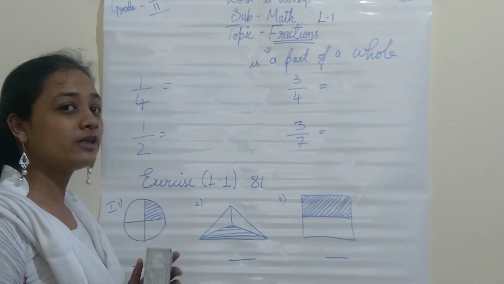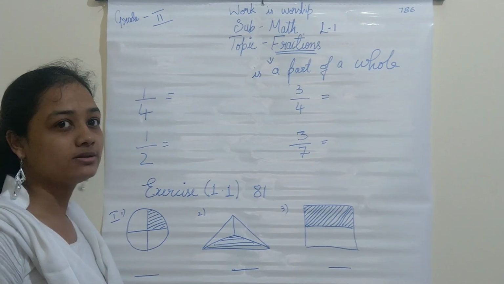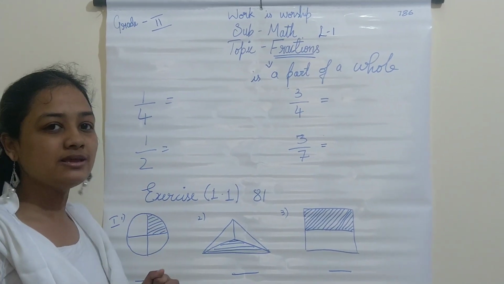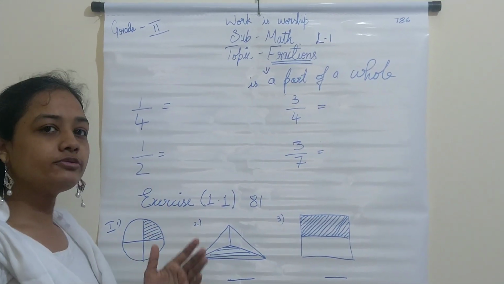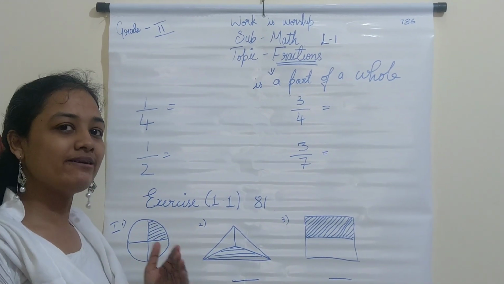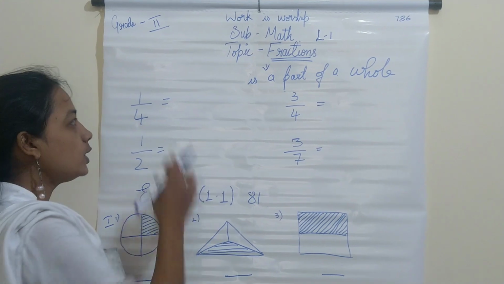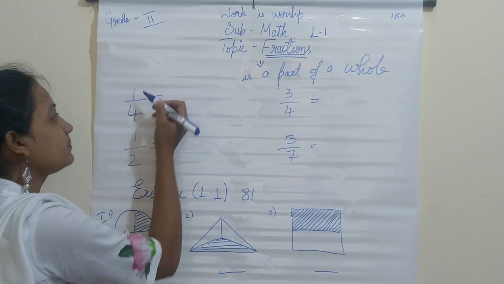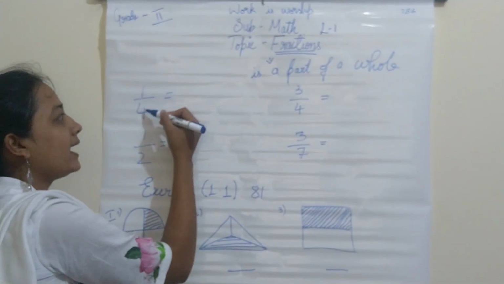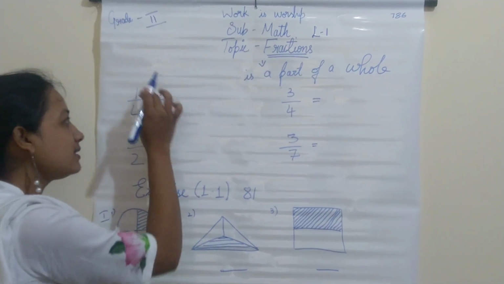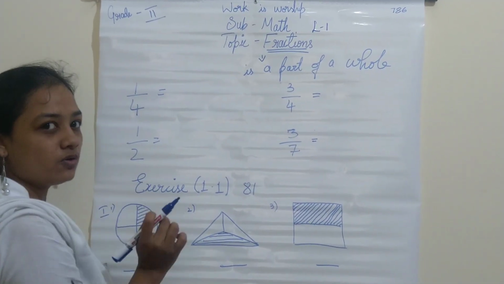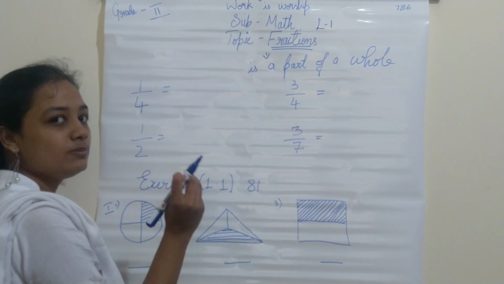So now we know how to write a fraction, right? Now let me teach you how to read the fraction and write the fractions. So you can see a number here. How do you read this fraction? It is 1 by 4. You read it as 1 by 4. Same as you will be writing in words.